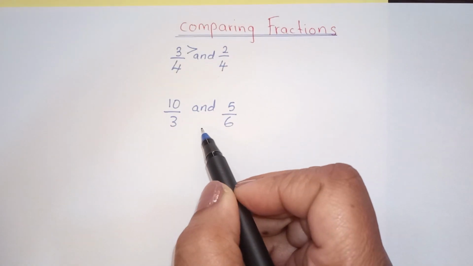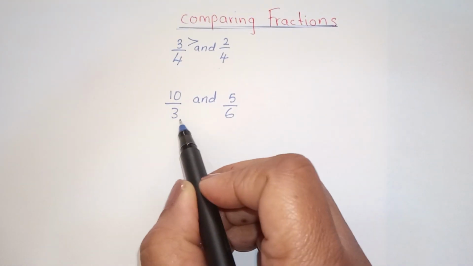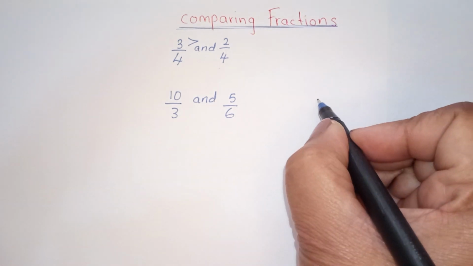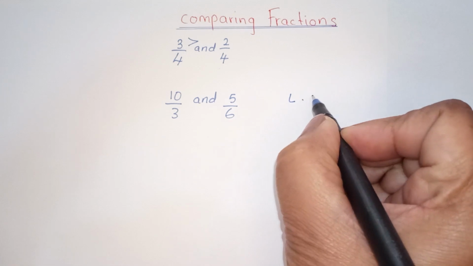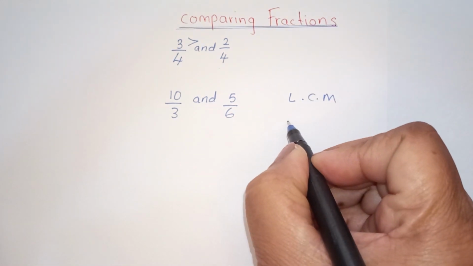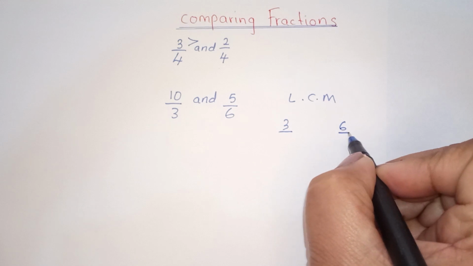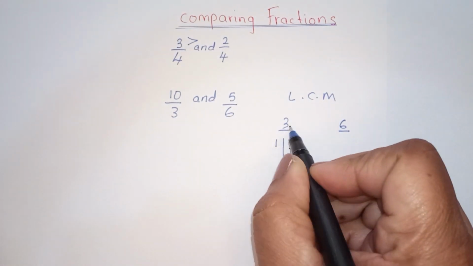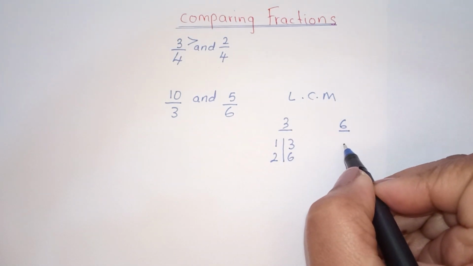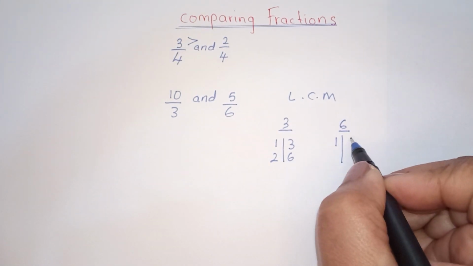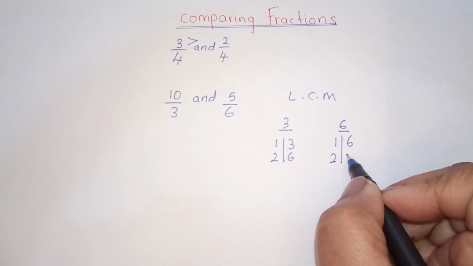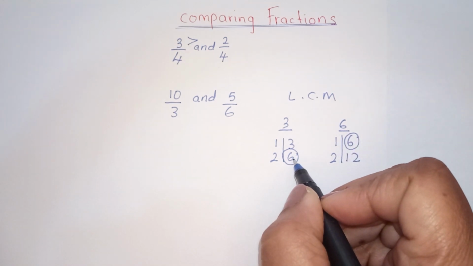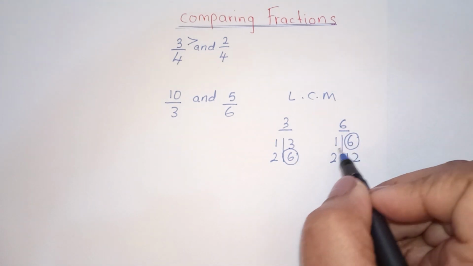But if we have two fractions with different denominators, we have to calculate the LCM for the denominators. So we say LCM of 3 and of 6, okay? Here we say 3 by 1 is 3 and 3 by 2 is 6. And here we say 6 by 1 is 6 and 6 by 2 is 12. So already we have a common multiple in the lists, which is 6 and 6 here.